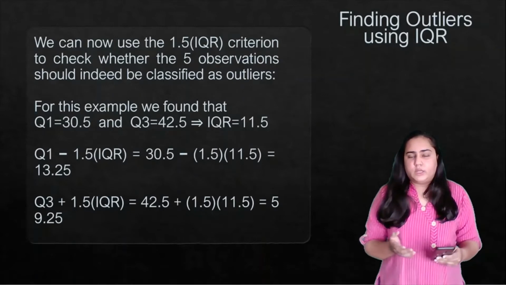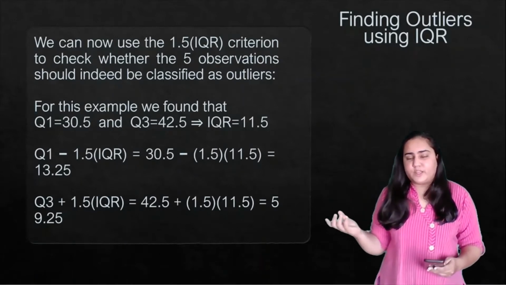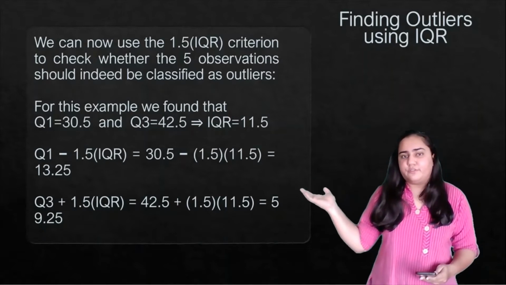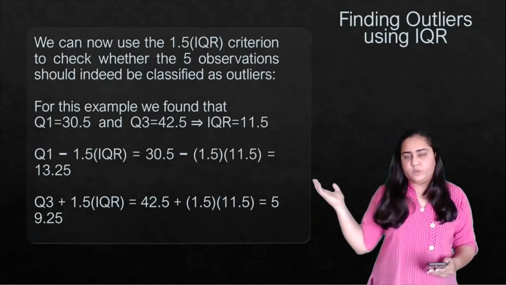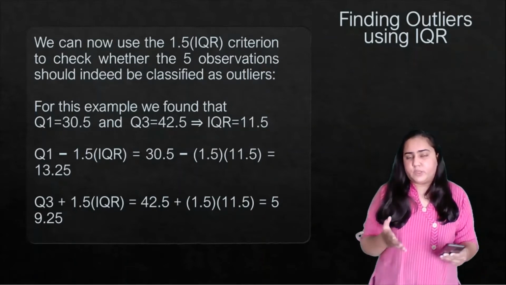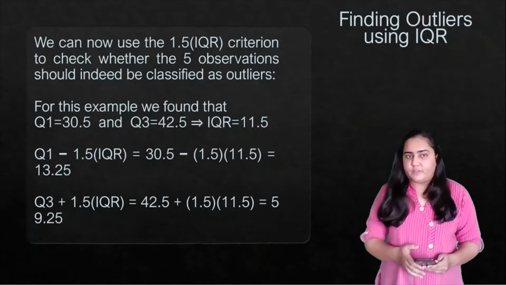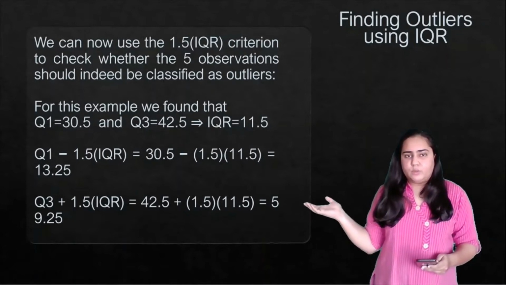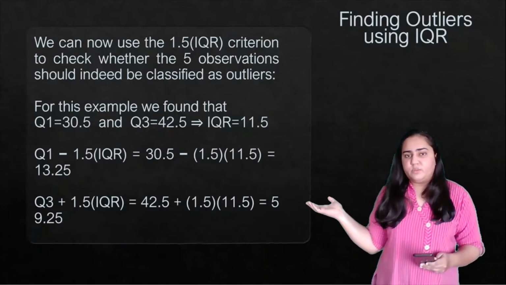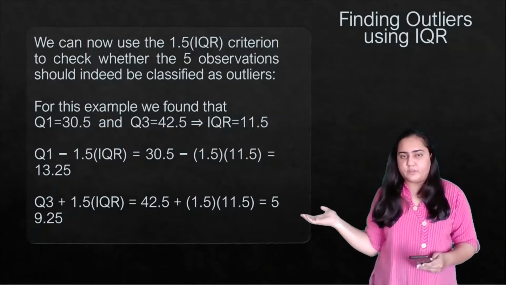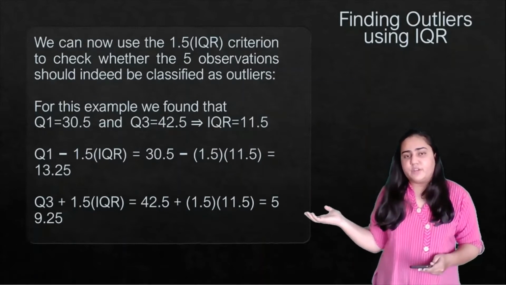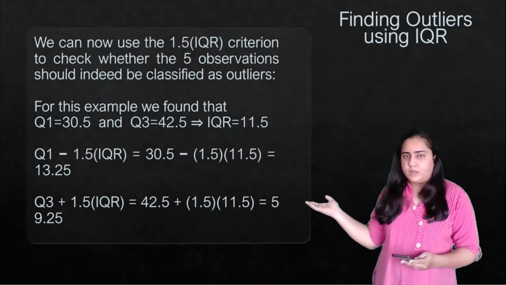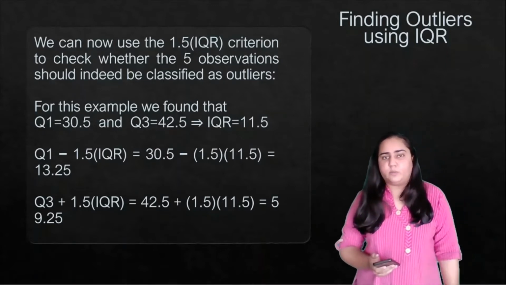Now we are going to find out the value that we get after we subtract 1.5 times IQR from Q1. Upon doing that, what you will get is 13.25 because we multiplied 1.5 with 11.5 and then subtracted the value from 30.5, which gives us 13.25. And then we are going to add 1.5 IQR to Q3. So now we are doing Q3 plus 1.5 IQR, which gives you 42.5, in which we are going to add 1.5 times 11.5. And once we do that, we will get 59.25. You can see it's just that the 9 has gone down, but it is 59.25.